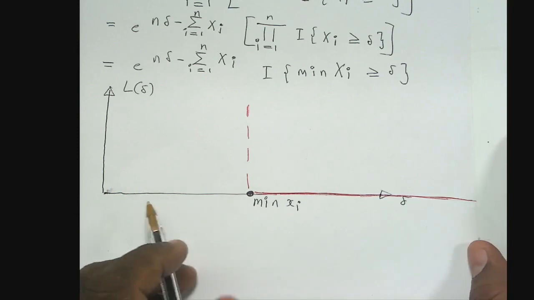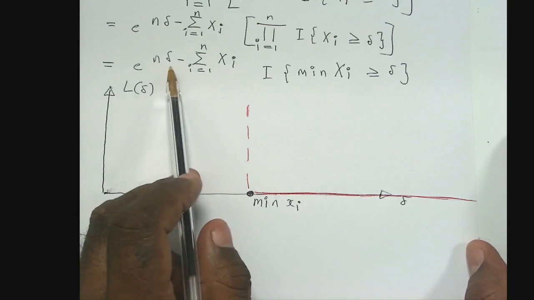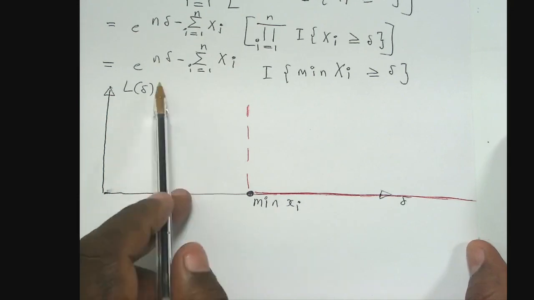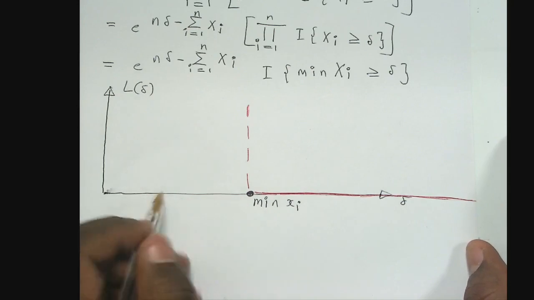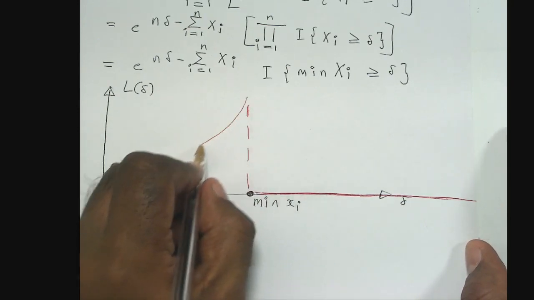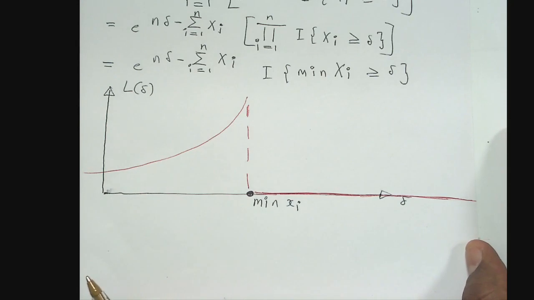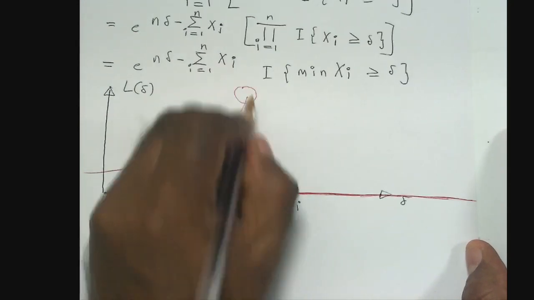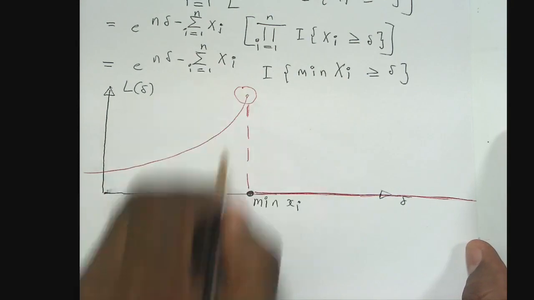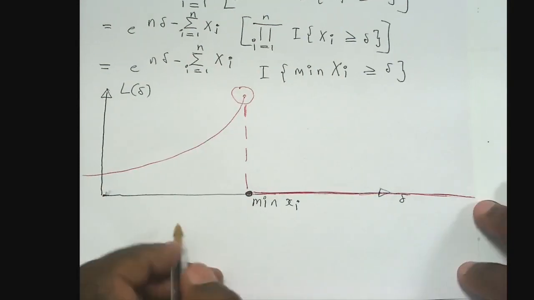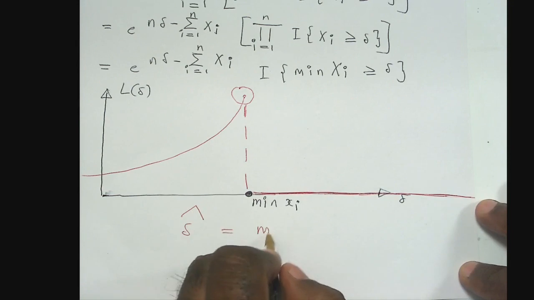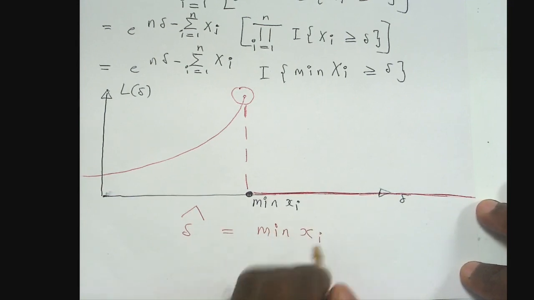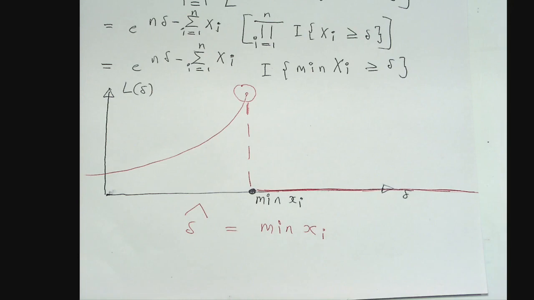Now on this side, how do you think the function will look? Increasing. Why is it increasing? Because you have n delta here. N delta is an increasing function of delta because n is a positive constant. So the largest point of the graph is over here, and the corresponding delta is this, and therefore the MLE for delta is the min of xi. Question done, guys. You must be familiar with this kind of question by now, because I did several questions like this in the class.